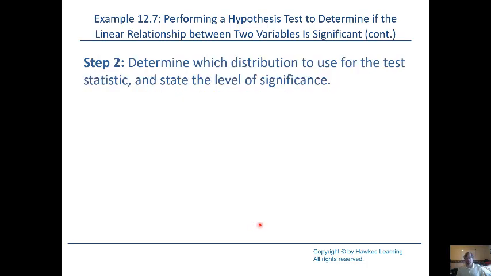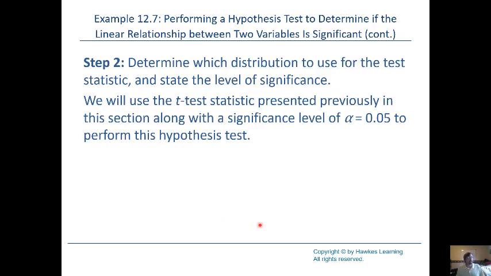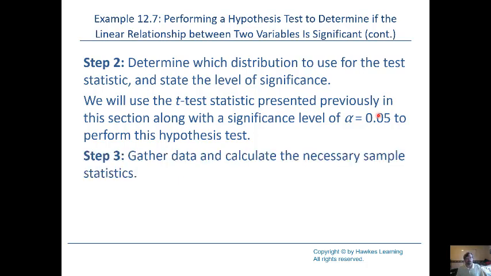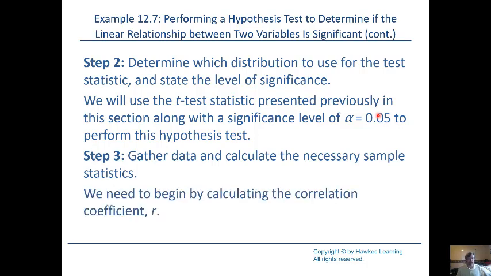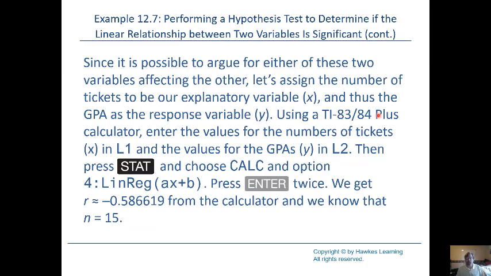All right, so we want the t-test statistic. We want the 0.05 level of significance. So first we need to calculate the correlation coefficient. Easiest to do this electronically. We could argue that either variable affects the other, so they're just going to assign the number of tickets to the explanatory variable. Really, it honestly shouldn't matter too much one way or the other.